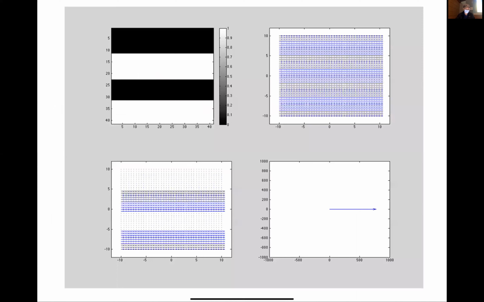All right, so let's take a look. This is a movie. I've also posted the movie onto Canvas. What you're going to see here is the object. Basically it's 0 here and it's 1 here.